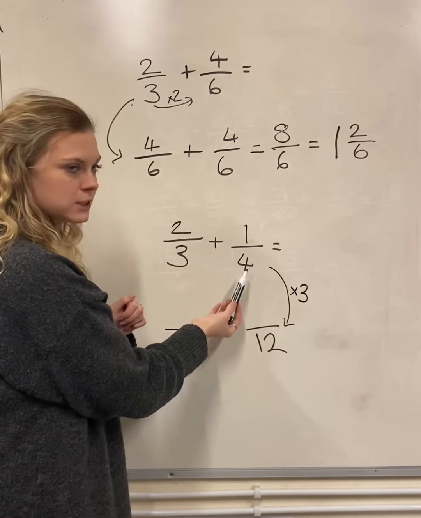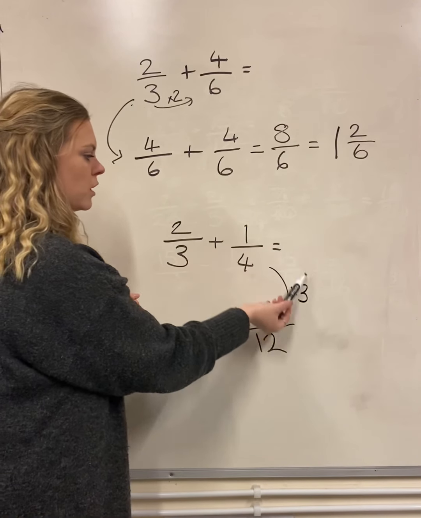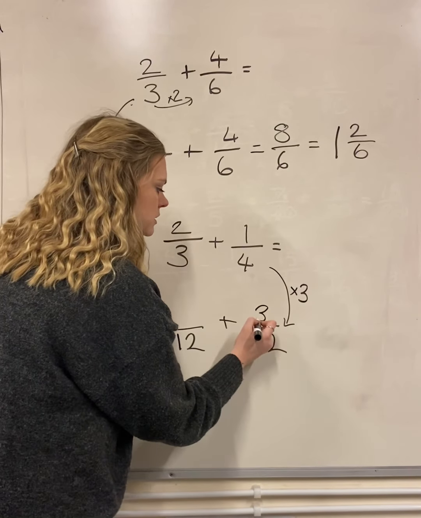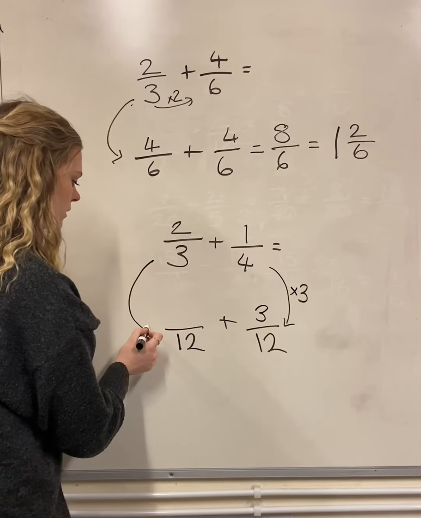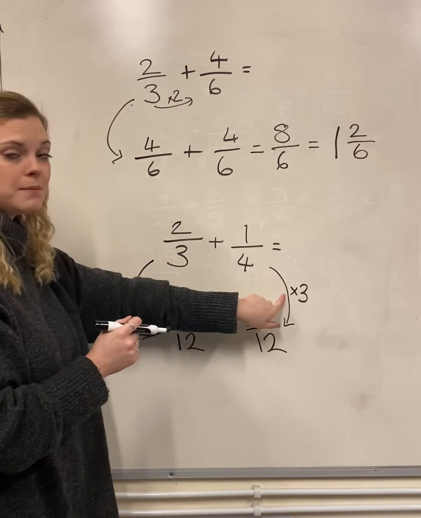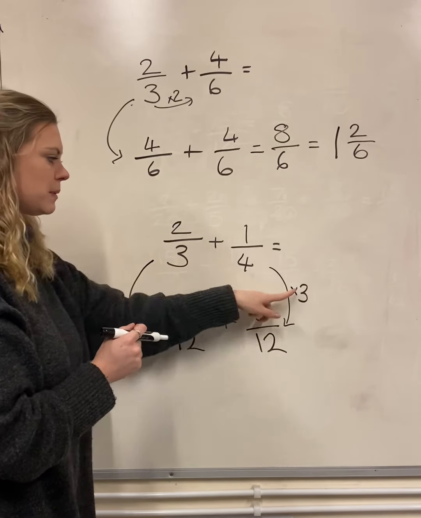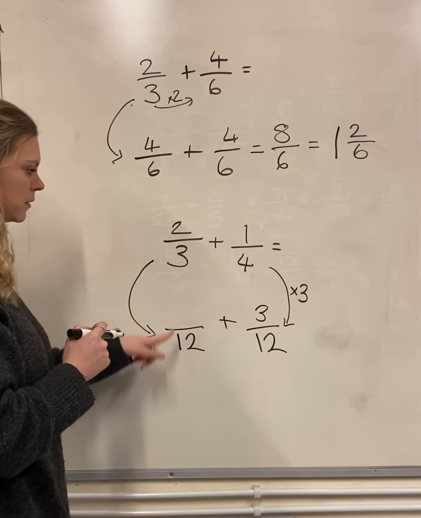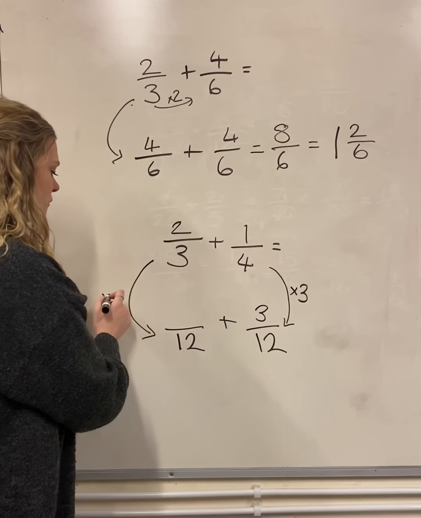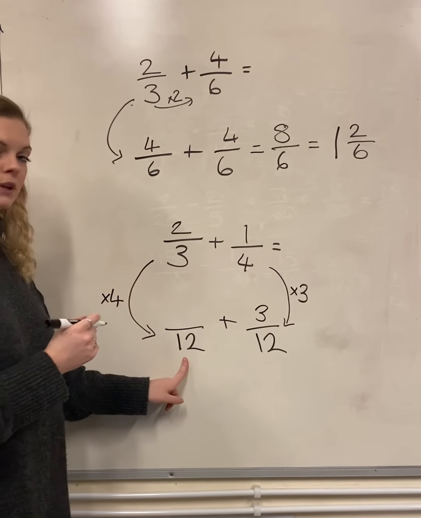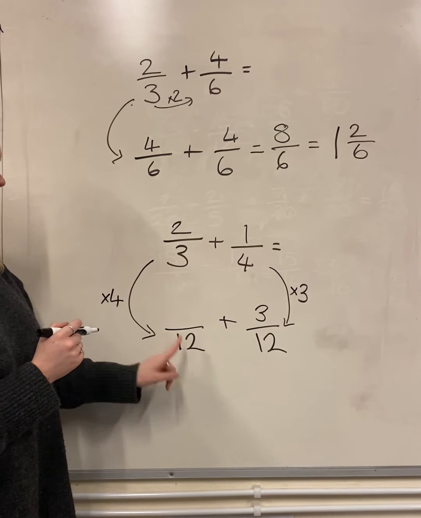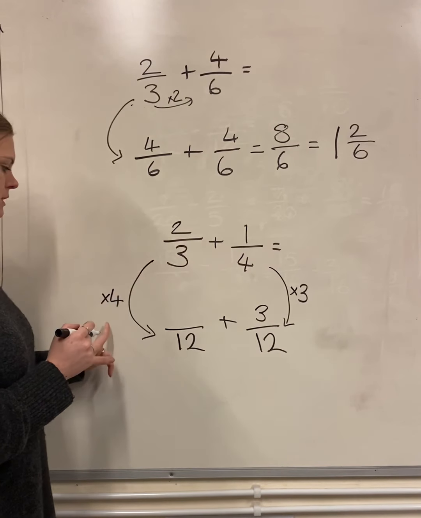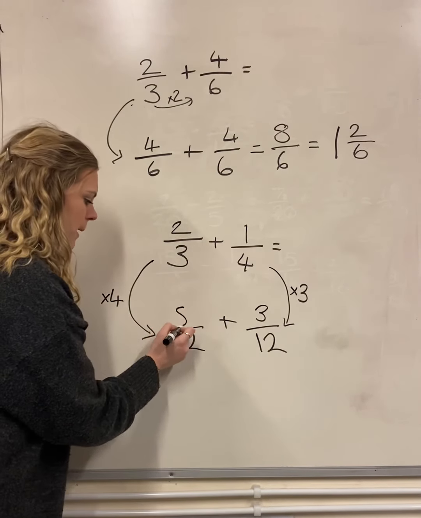So remember, whatever I do to the bottom, I do to the top. So 1 times 3 is going to be 3. What have I done to this one to get 12? Because it's not the same. I haven't times 3 by 3 to get 12. That would be 9, wouldn't it? So what have we done to this one? 3 times 4 equals 12. Okay? So the top, I'm going to times by 4 as well. That would get me 8.